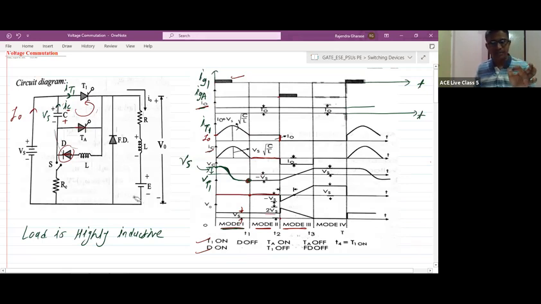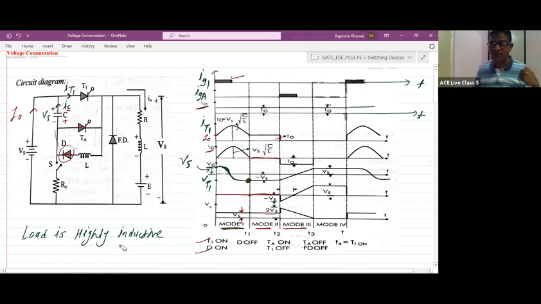I'm repeating. As soon as thyristor T1 turns off, our capacitor will discharge through the auxiliary thyristor, load, supply voltage, and again back to the C. But when the capacitor discharges through the auxiliary thyristor and the load, what is the current that will be flowing through the capacitor? That will be equal to your load current.